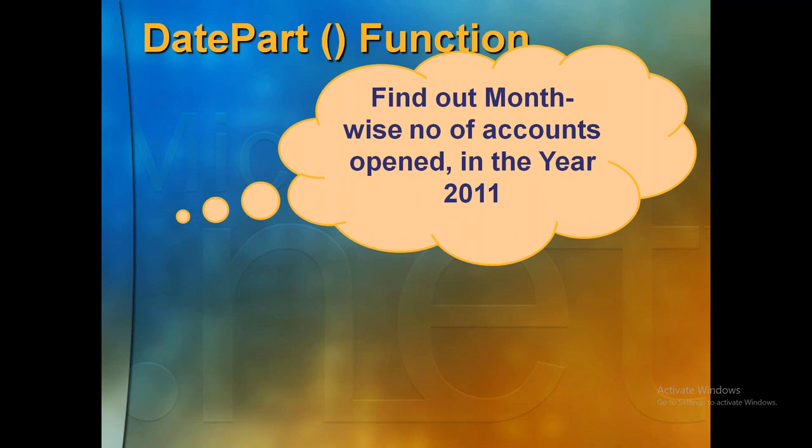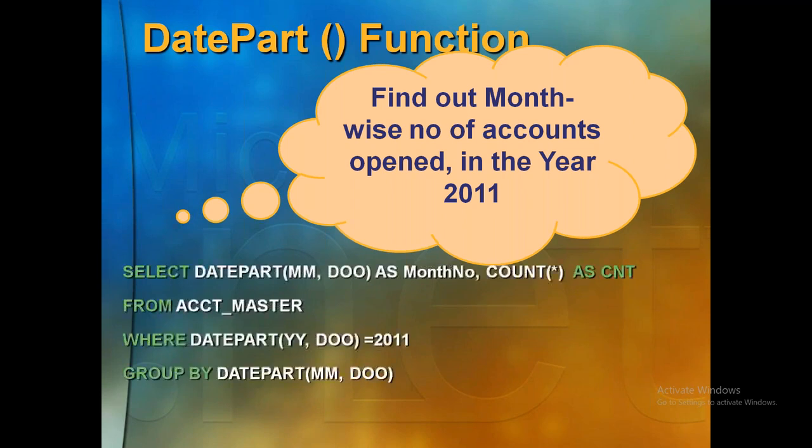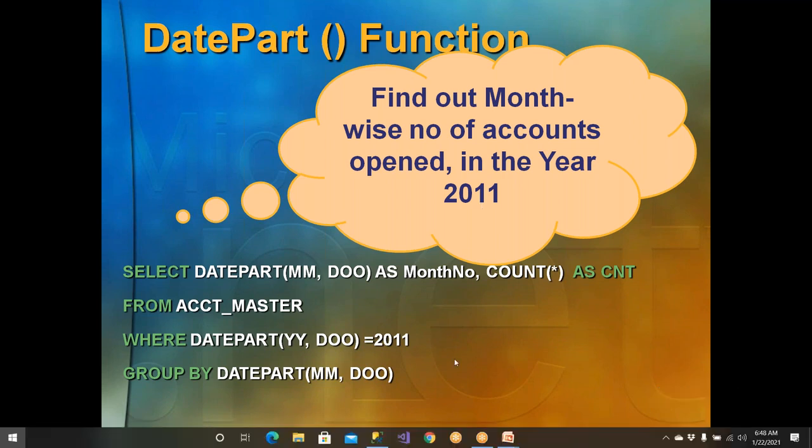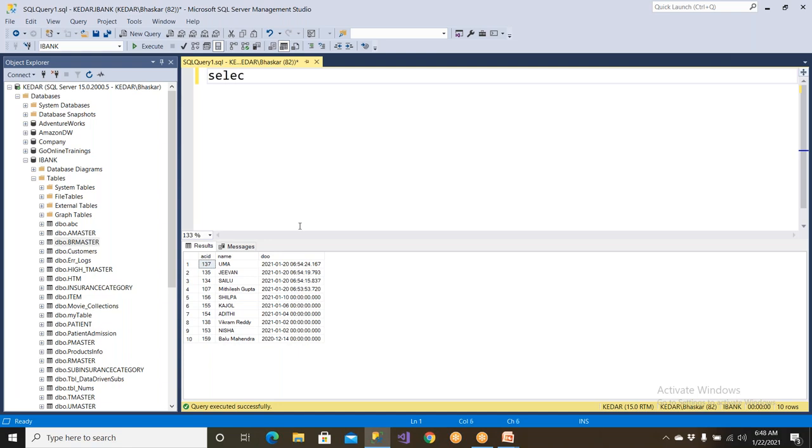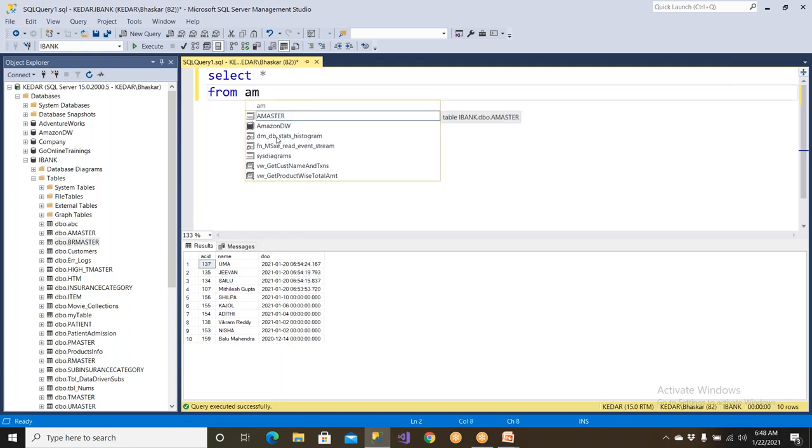Find out month wise number of accounts opened in the year 2011. So how can we use this? I need only the date part, right? So date part of month wise, opened in the year 2011. So always, what is the query? You should be able to understand. Select star from the table name, right?